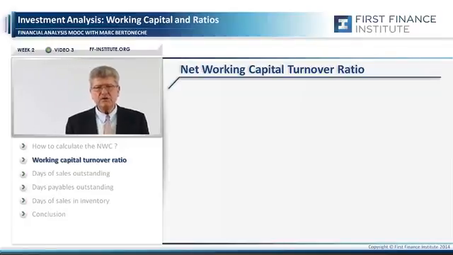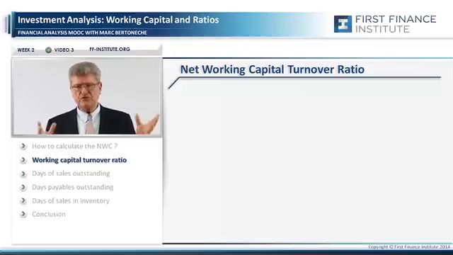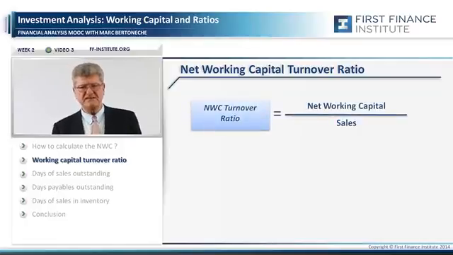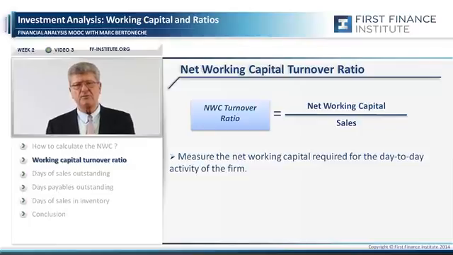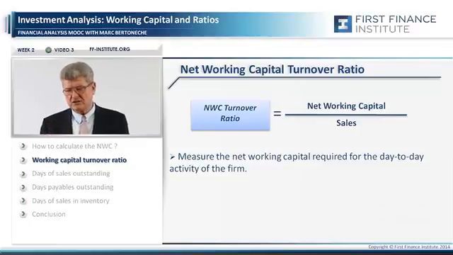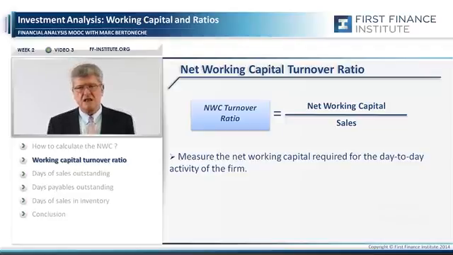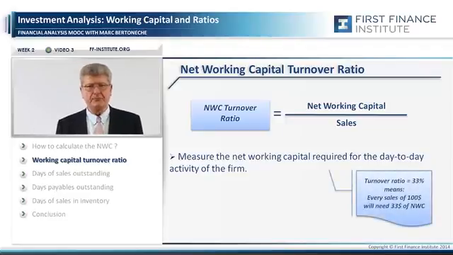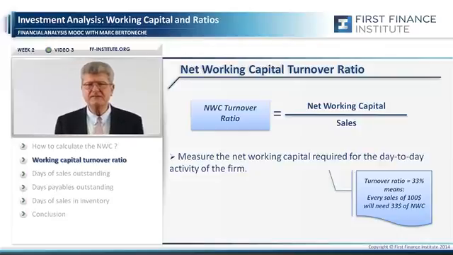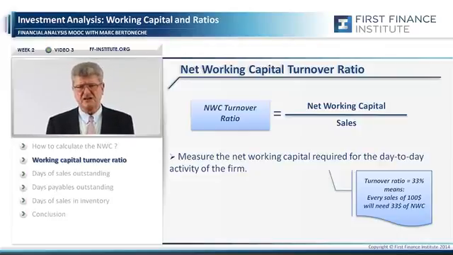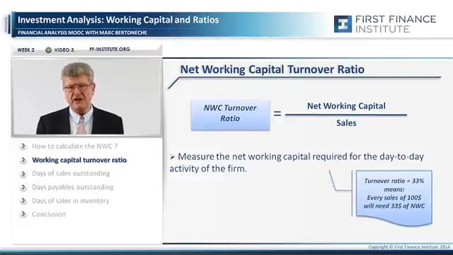Now, which tools, which ratios are we going to use to analyze the net working capital? The first one, the global one, is very simple. Net working capital divided by sales, which measures how much net working capital the company needs for each dollar of sales. Let's assume you find for a company 0.33, or if you prefer, 33%. What does it mean? It means each time this company sells $100, it needs $33 of net working capital.